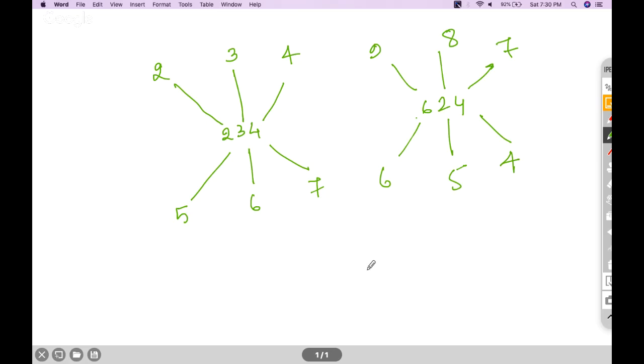So in center, what will you fill if 3, 4, 8, 5, 2, and 7 is there? Let's solve it.